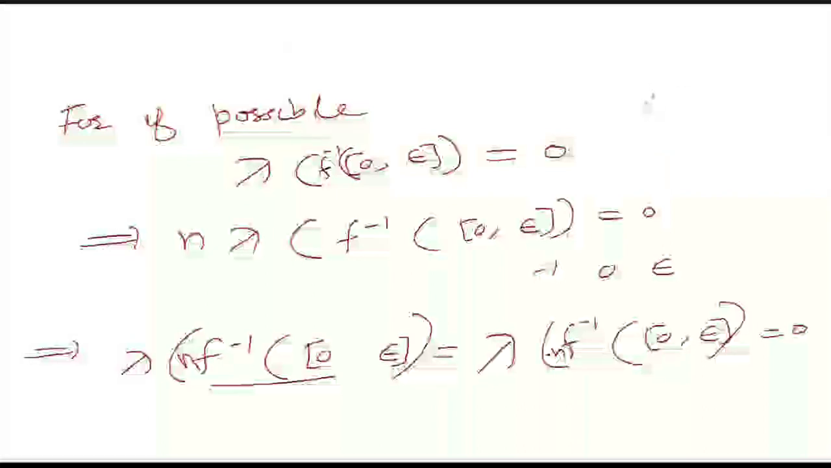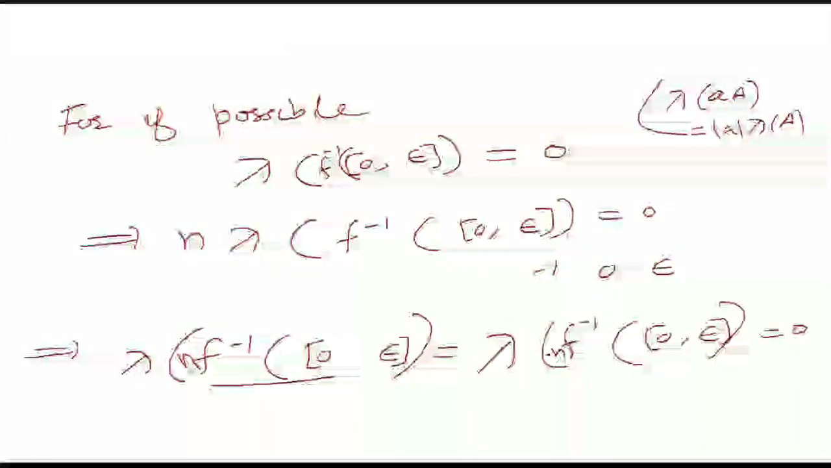Lebesgue measure of a times A, where A is a set and a is any real number, is equal to mod of a times Lebesgue measure of the set. Here our set is f inverse of 0 to epsilon, and that constant is n. So it is n times Lebesgue measure of f inverse of 0 to epsilon, which is equal to 0. Because this one is n times 0, and we have this formula: Lebesgue measure of a times A is equal to mod of a times Lebesgue measure of A.